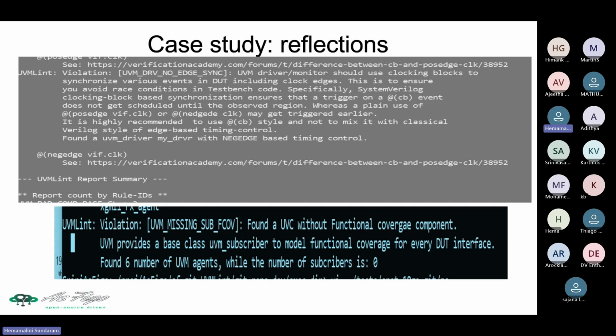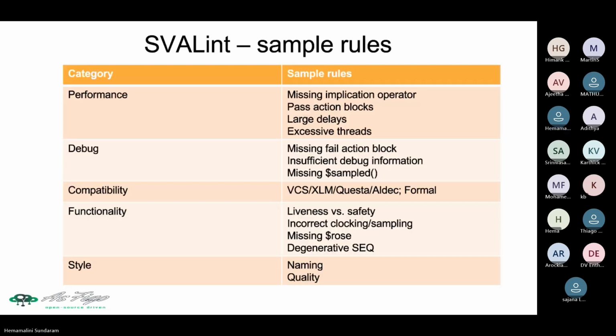The violation again is UVM missing sub FCOV. We found a UVC without a functional coverage component. UVM provides a base class, uvm_subscriber, to model functional coverage for every DUT interface. We found 6 UVM agents while the number of subscribers is 0.